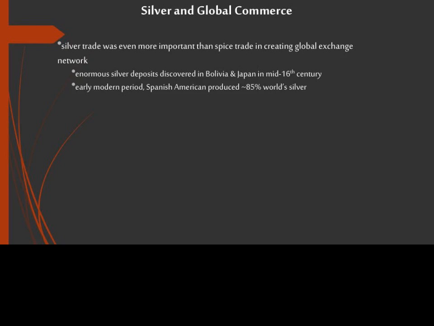So these silver deposits were discovered in Japan and, like I said, Bolivia. And this really set in motion a whole new and dynamic phase in world economic history with the discovery of those silver deposits. That's why it's very important.